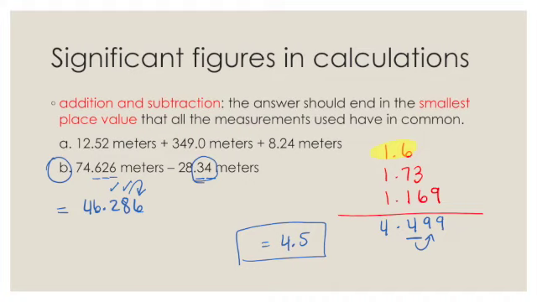Whoops, 6 is greater than 5, so I'm going to round up. So my final answer is going to be 46.29. So the rules for addition and subtraction are the same, and you're always looking at your decimal.